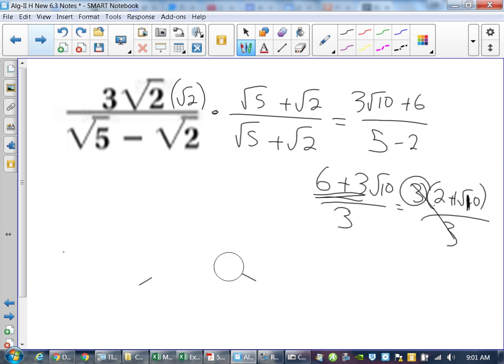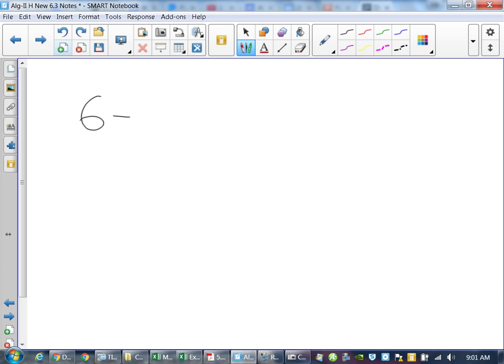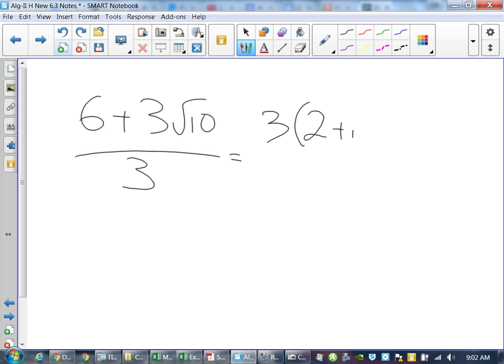You took the greatest common factor of 6 plus 3. Once again, we are at this: 6 plus 3 root 10 all over 3. Okay. Now, I can do this one of two ways. First way, numerator has a GCF. They both have a 3 in common. If I factor out the GCF, I get 2 plus root 10 over 3. What's 3 divided by 3? 1.